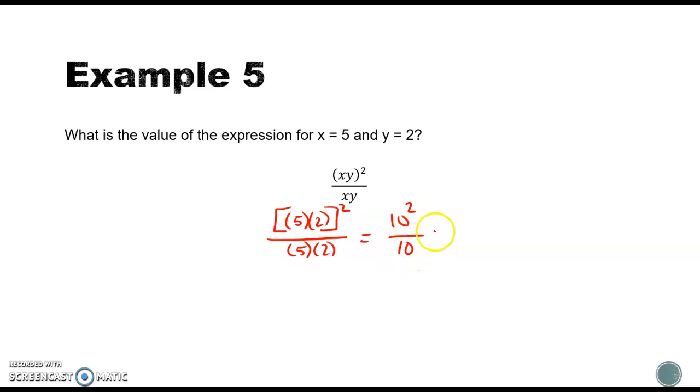Now before you go and make this 1 on me, don't. We've got to evaluate the squares. So 10 squared is 100, and then 100 divided by 10 is 10. And that's our final answer.